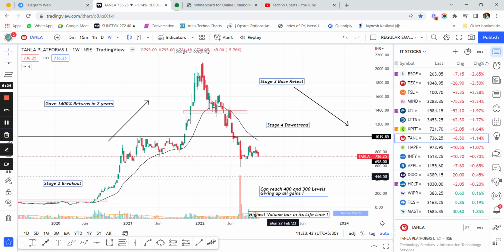Tanla, as you can clearly see, is at a support, and Tanla has a very important support at 700 rupees. After 700, the stock can head to much lower levels, but as far as the levels are concerned, there is no immediate support on Tanla, and it is also in a stage 4 downtrend.